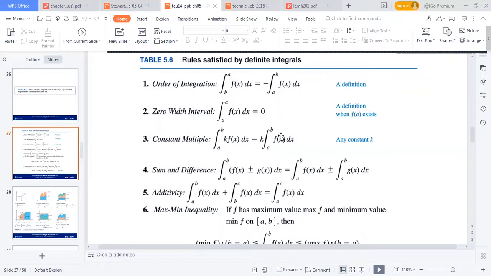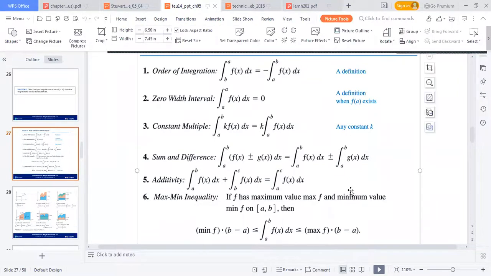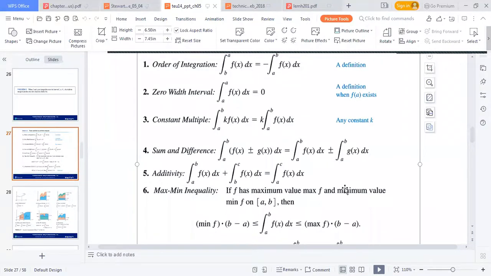Now the constant multiple rule, you must know. That means if we have a constant multiplied by an integration. The sum and difference rule, we used in our example. And additivity: if there is an integration over a to c, we can divide it into two parts, a to b and b to c, if b lies between a and c. Now the max-min inequality, we can use this for the minimum value of f and maximum value of f.